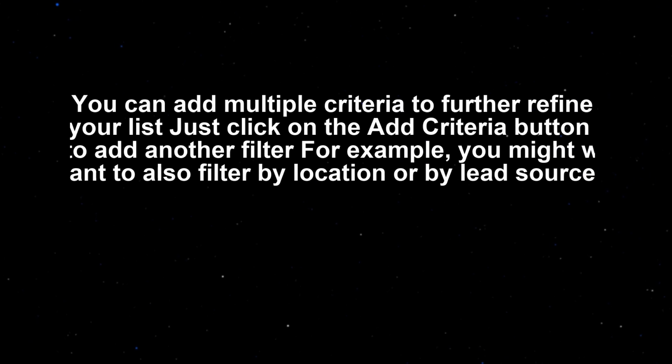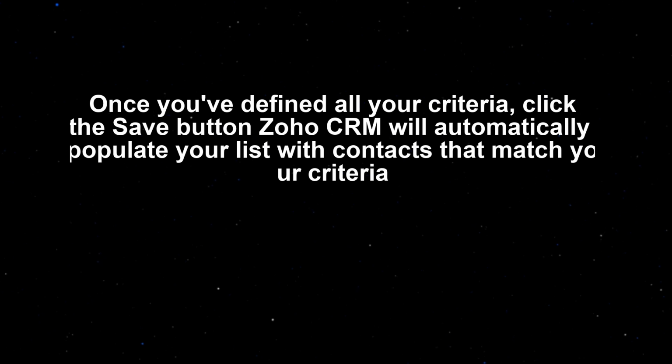You can add multiple criteria to further refine your list. Just click on the Add Criteria button to add another filter. For example, you might want to also filter by location or by lead source. Once you've defined all your criteria, click the Save button. Zoho CRM will automatically populate your list with contacts that match your criteria.